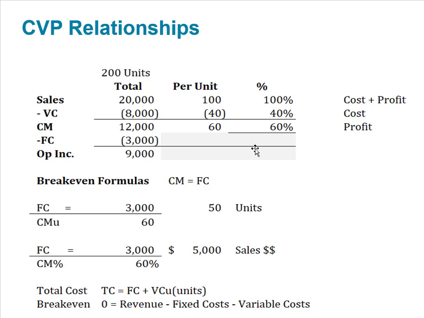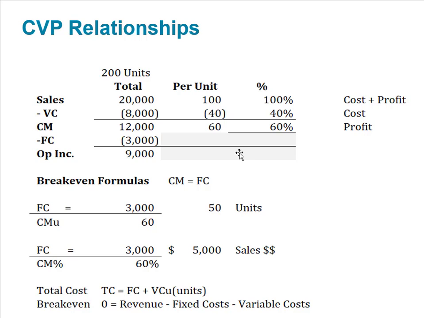I don't want you to ever use this area right here. Just put it right out of your head. You do not want to think about fixed cost per unit, or as a percentage or anything else. And the other thing to let sink in, this sounds so dumb, is that sales are cost plus profit. The variable cost is cost, and the contribution margin is profit.